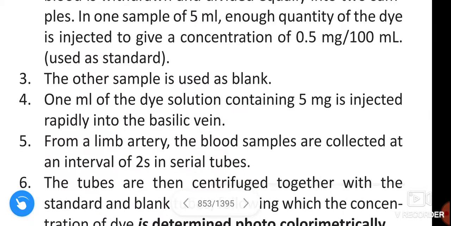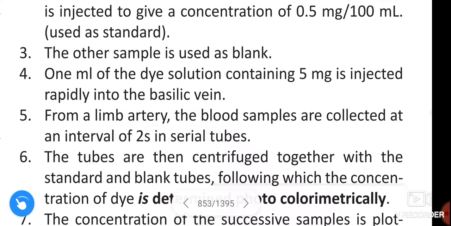The other sample is used as blank. 1 ml of dye solution containing 5 milligram is injected rapidly into the basilic vein.